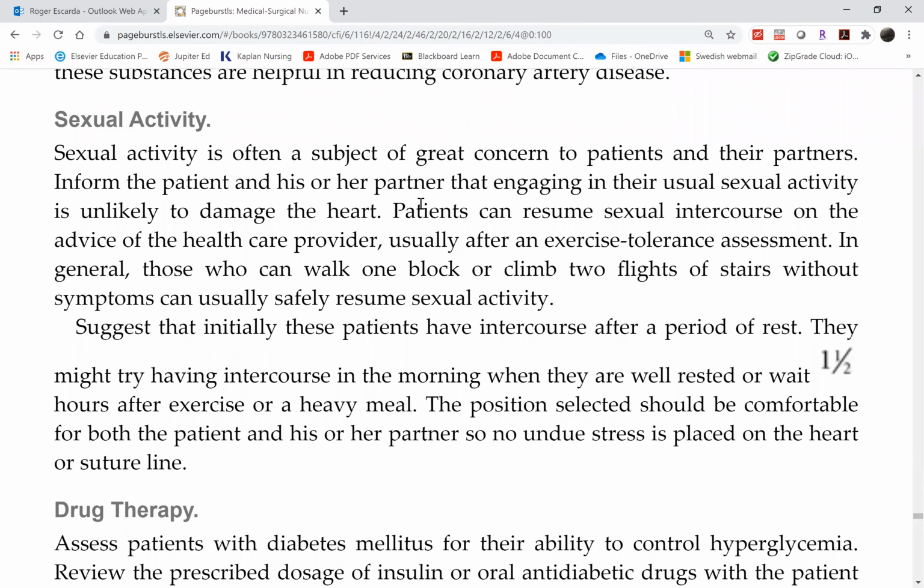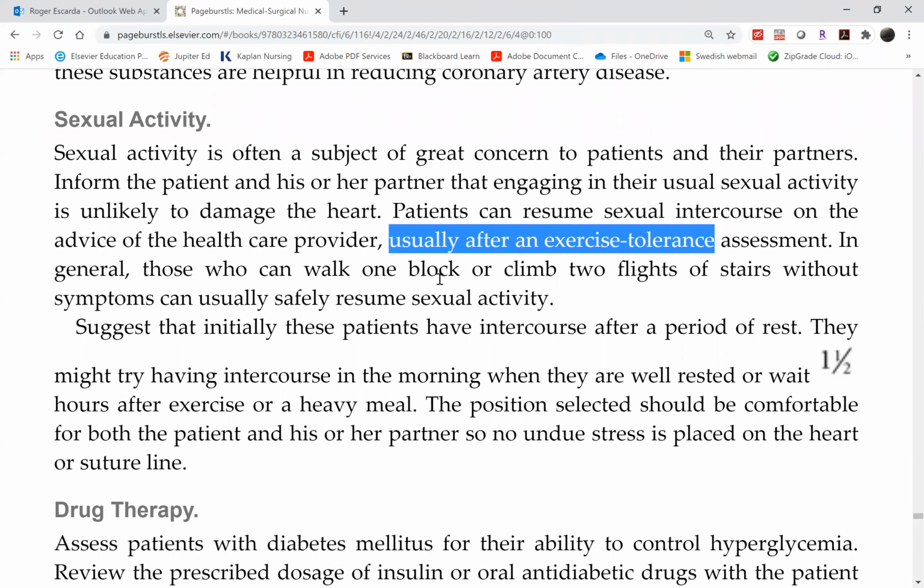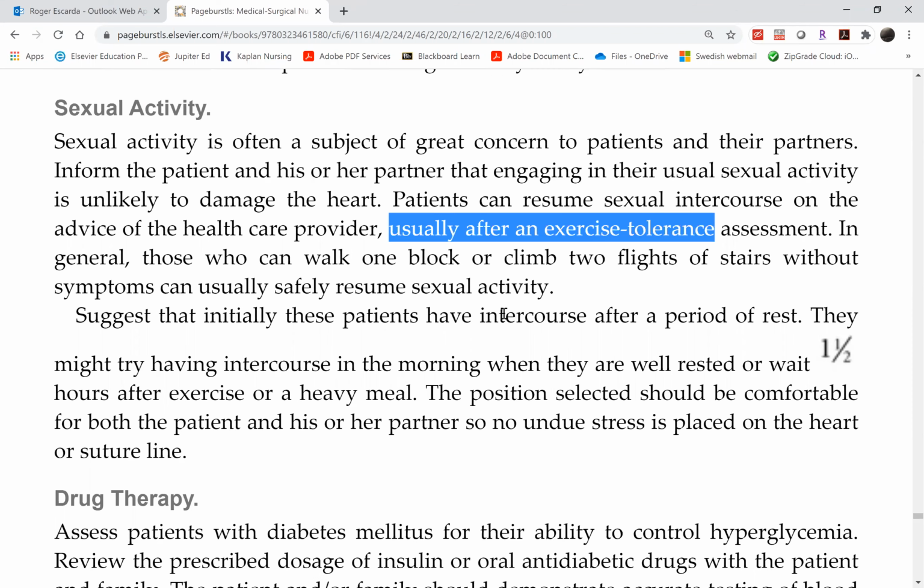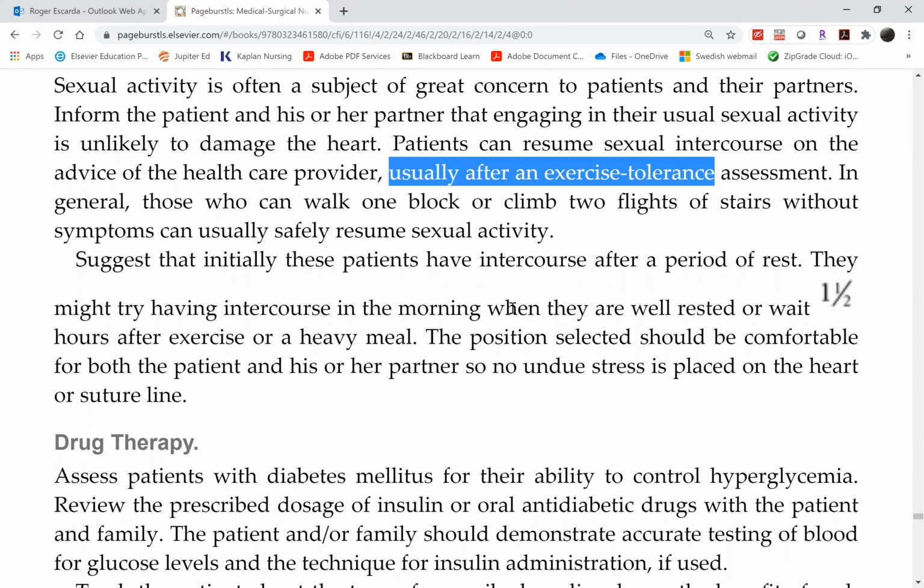So the patient here, it's after a certain exercise tolerance. If the patient can walk a block or climb stairs without symptoms, okay, that's the basis. They can walk a block or climb 2 flights with no shortness of breath, nothing like that, then they can safely resume sexual activity. At what level though, or what role they play, that's a different story. So if they were used to being the active participant, that's probably not the best way to resume. Okay, so you may have to assume a more passive role in the activity.